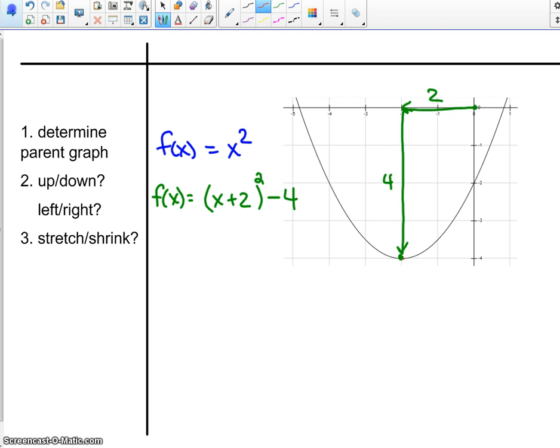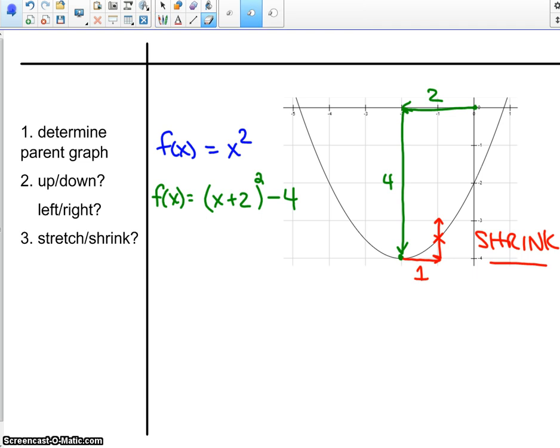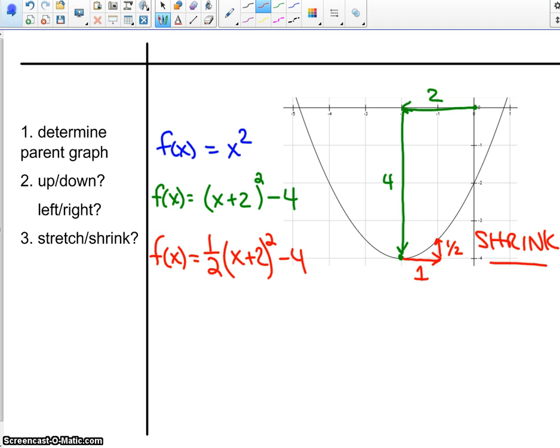All right, now my stretch and shrink. What I'm going to do again is take 1 step out. Normally with my parent graph we took 1 step up. And so now what you can look at again is that I didn't get all the way to where I'm supposed to be. This is a situation where what I have is a shrink. But what I really want to look at again is when I took that 1 step out to the right, how far did I go up? And it appears to be about a half. And so my final function here then is 1/2, because it was a vertical shrink, the quantity x plus 2 all squared minus 4.